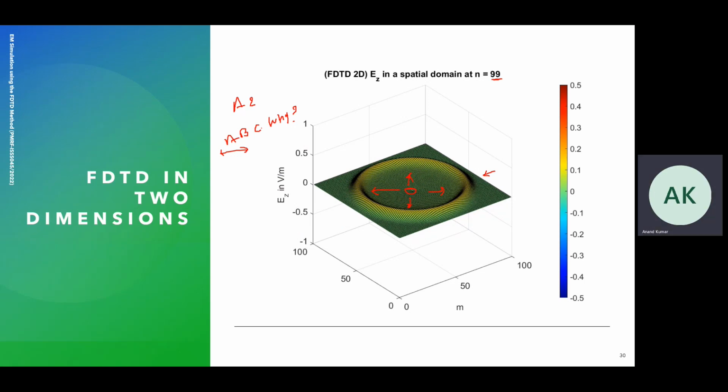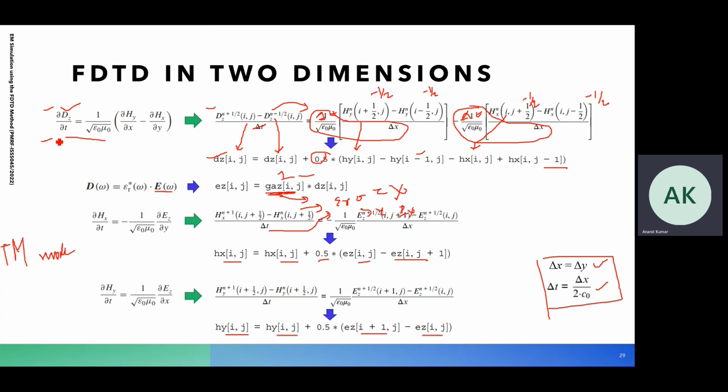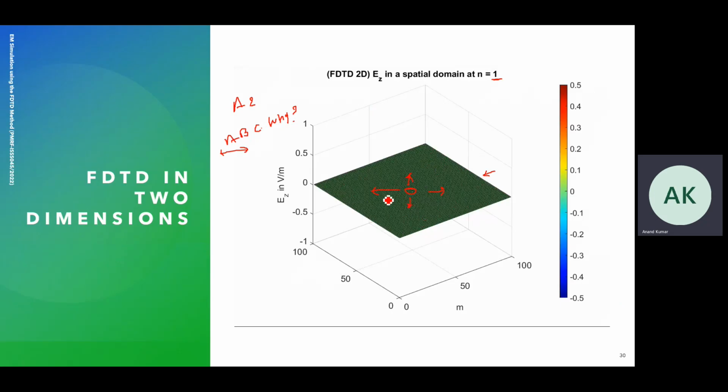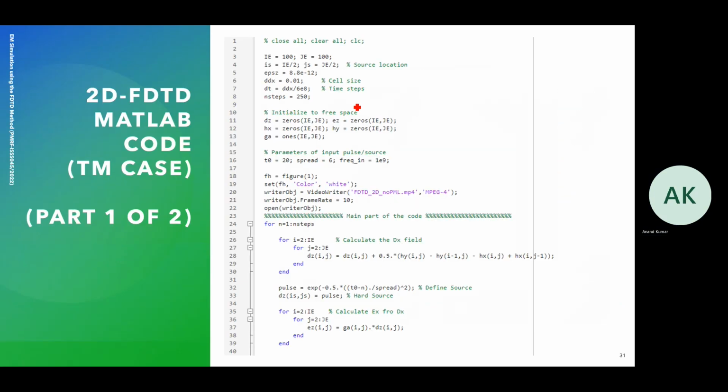So all the update equations that we developed, the Maxwell's equations and this particular constitutive relation, by using these four equations, we wrote this code. So let's take a look at the MATLAB code for the previous simulation. This code is pretty simple, very similar to what we have already seen.